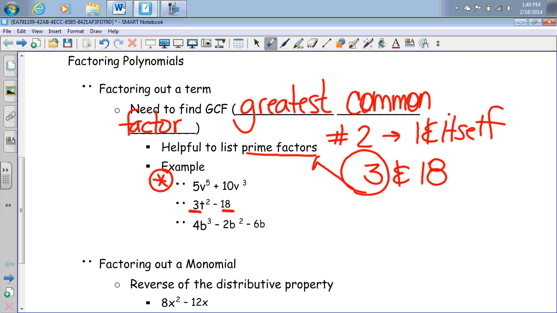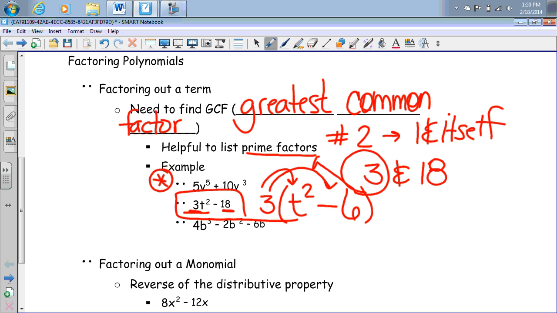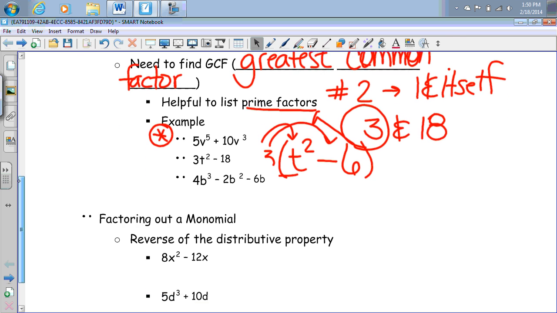So I'm going to reverse the distributive property. So I'm going to factor out a 3, which means I'm going to divide each coefficient by 3. So 3t squared divided by 3, 3 divided by 3 is 1, which I don't need to write, so it's just t squared minus, what's 18 divided by 3? 6. So it's 3 times the quantity, t squared minus 6. And if I would go back and distribute through, I would end up where I started. Okay? Actually, let's go on. I'm going to do this, and then I'm going to come back up to the others.